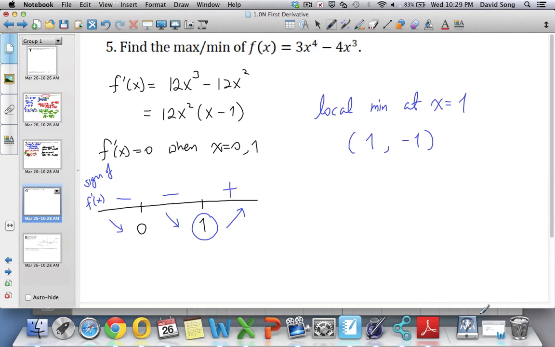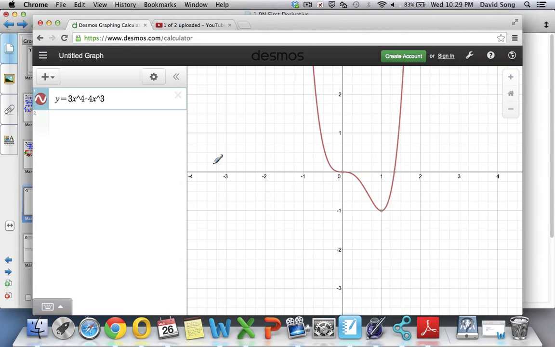Okay, so let's look at the function. I graphed it here, right? Notice that here at x equals 0, even though the slope of the tangent line is 0 at this point, you don't have a max or a min, right? But x equals 1, that is a critical number, and at x equals 1, the y value is negative 1, and this is your local min. And this one happens to be a global minimum as well. And we're going to talk about that in the next example.